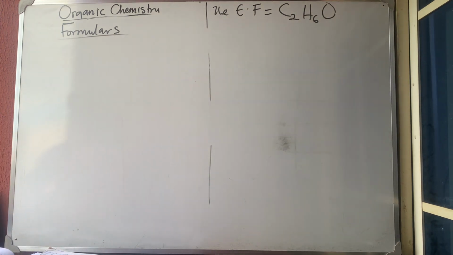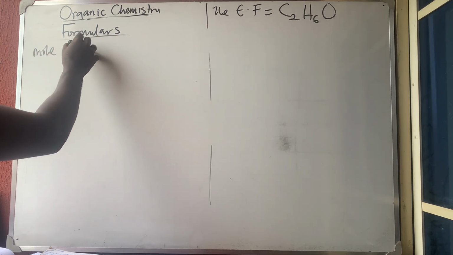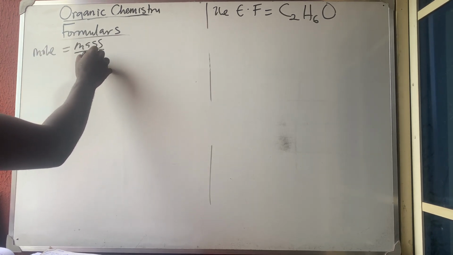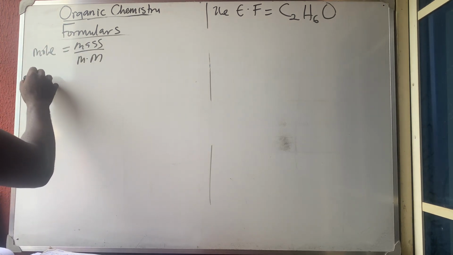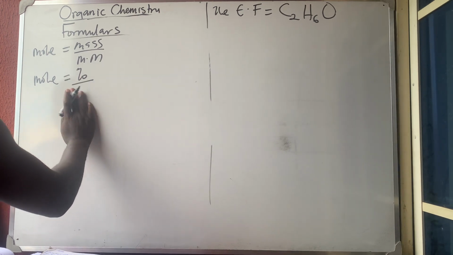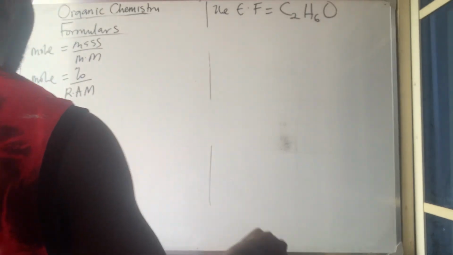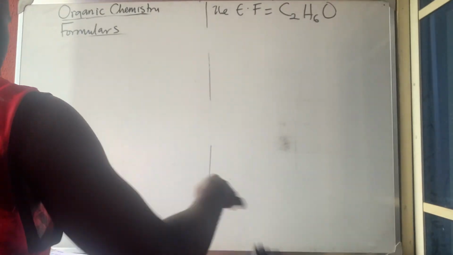But if the substance are given in mass or percentage, they will be converted to mole before finding the empirical formula using the below formula. We should note that mole is equal to mass over molar mass. Or you can say as well that mole is equal to percentage over relative atomic mass. So let us solve some questions on that.